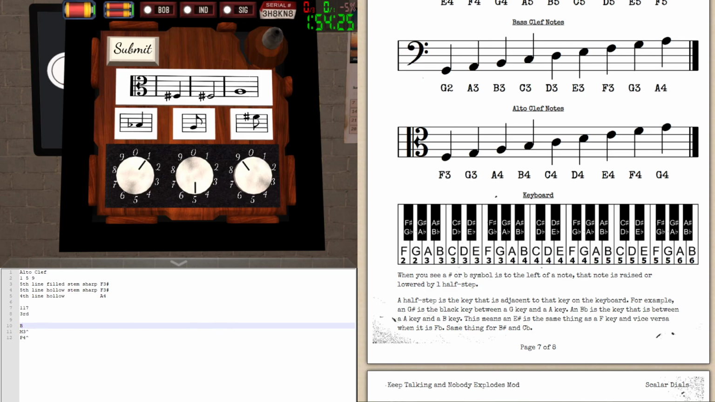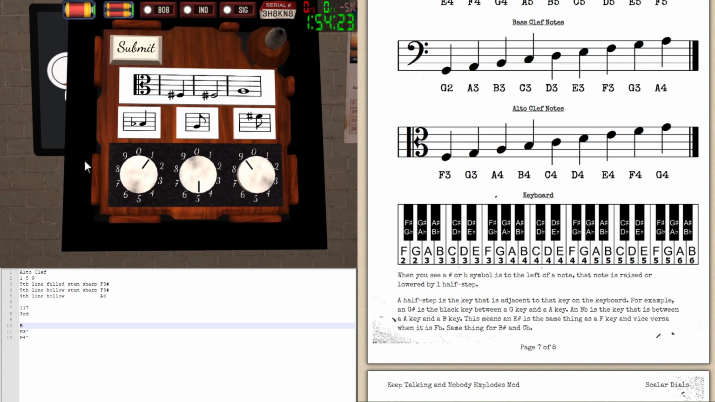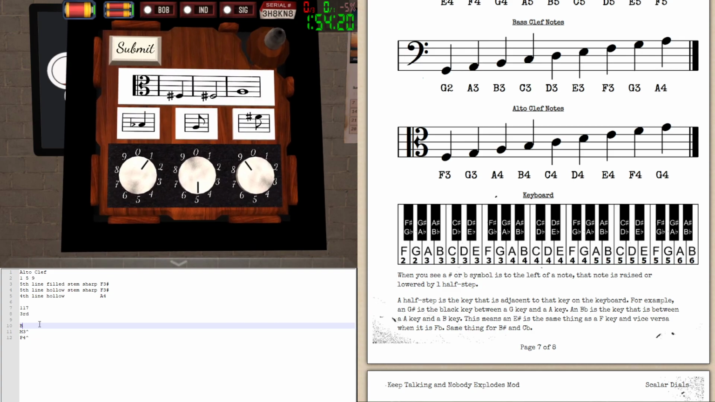And the reason why I've set each dial to the lowest tone is because that's the start of the scale. And the start of the scale is always going to be the root of it. So in this case, the scale being played by this dial is going to be a B scale. And I have to do the same with the other ones.